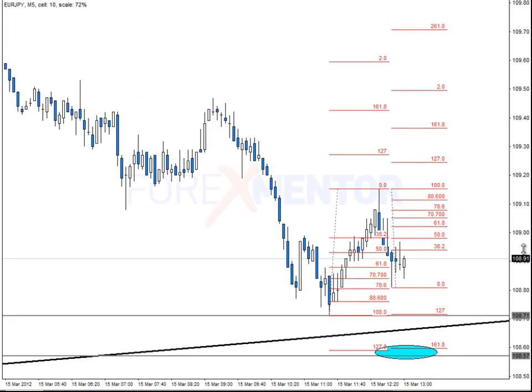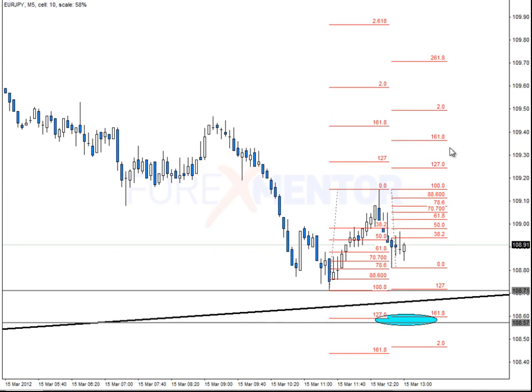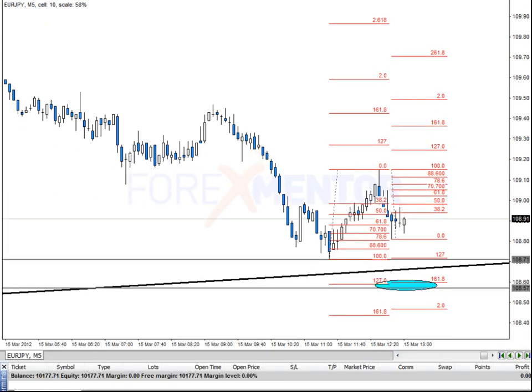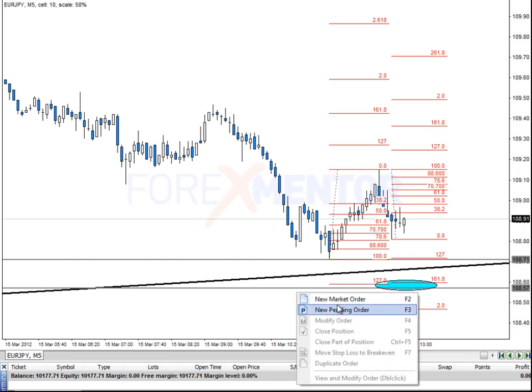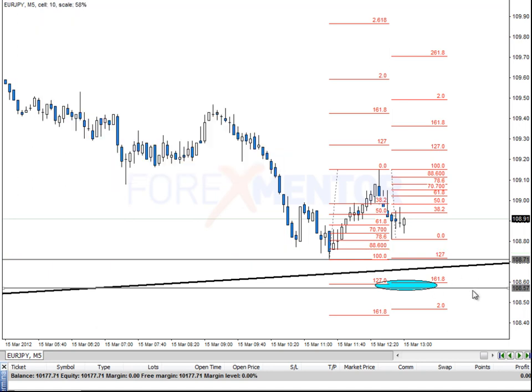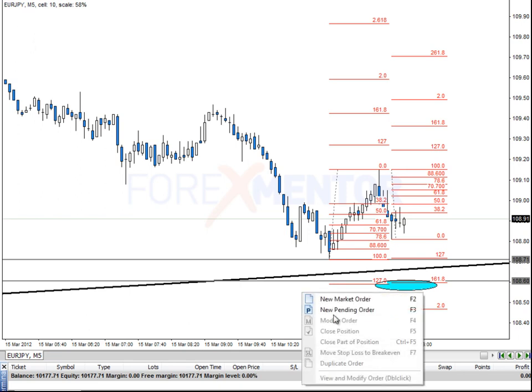So if we look at potential entries on this, let's go to our platform. What we want to do is enter a potential buy limit, and if we put that in, let's just move this line to the 127. So there's a 127, 108.59. So I'll make it 60 plus the spread. 1 pip above on the 5-minute patterns should be enough.